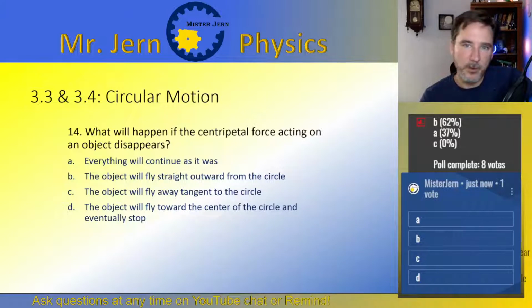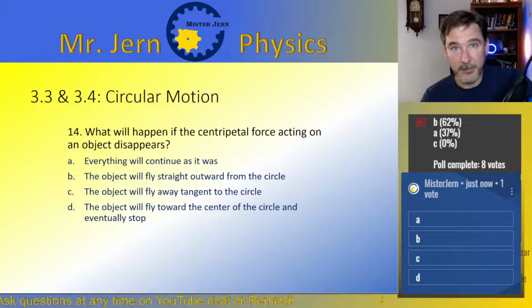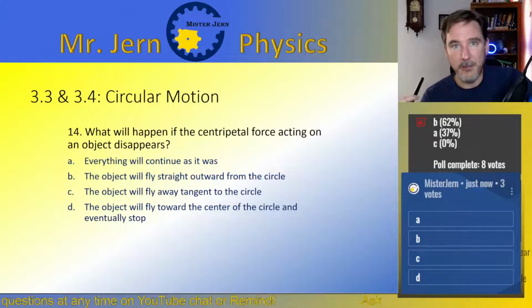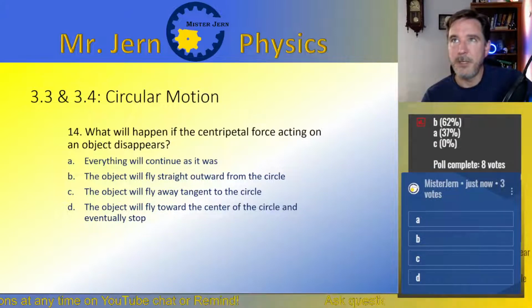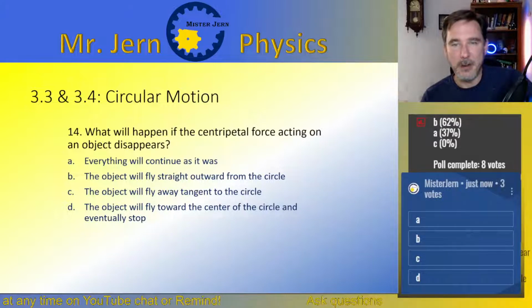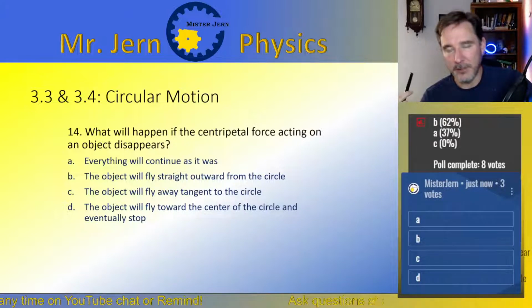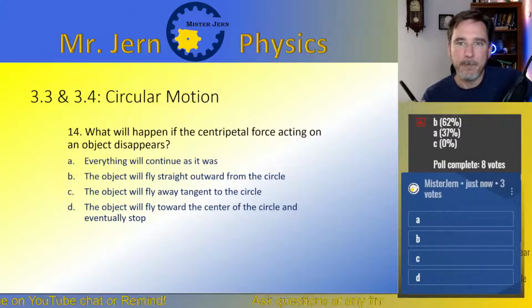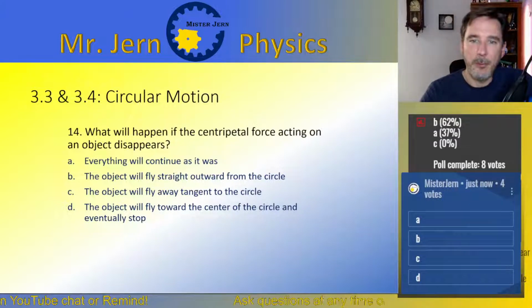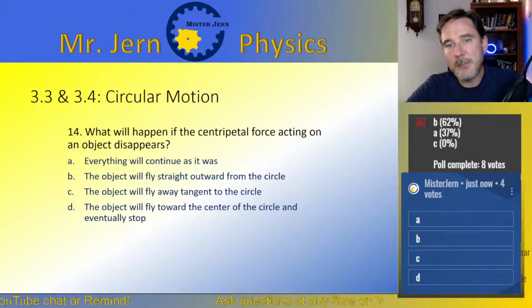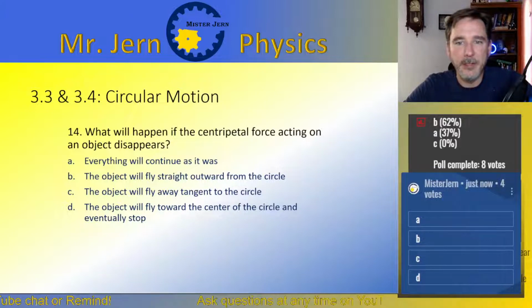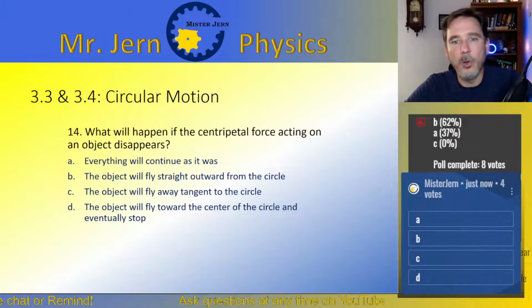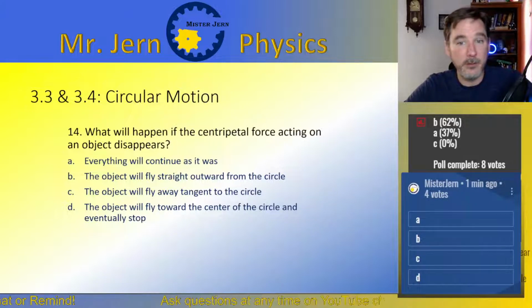To this question, if the sun just suddenly disappeared, and the sun is the thing causing the Earth to go around it, the gravity of the sun is causing the Earth to turn in a circle, what will happen to the Earth? If you're spinning an object around your head, like on a rope or a string, like I was in class, and the string suddenly snaps, what's going to happen? Will everything continue as it was? Will the object fly straight outward from the circle? Will the object fly away tangent to the circle? Or will the object fly toward the center of the circle and eventually stop?